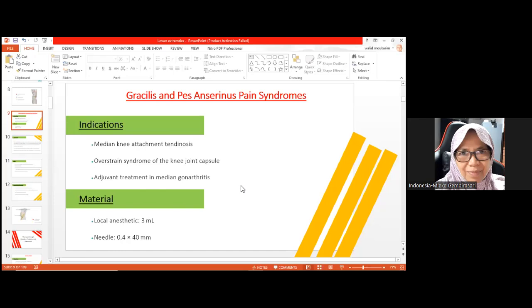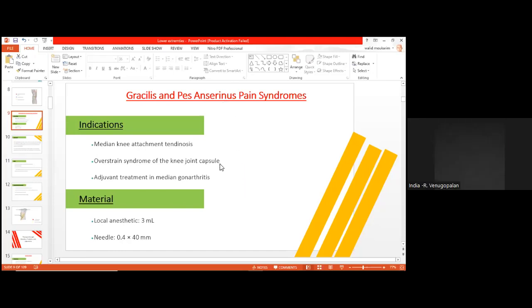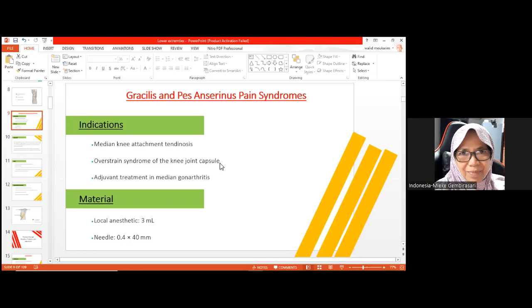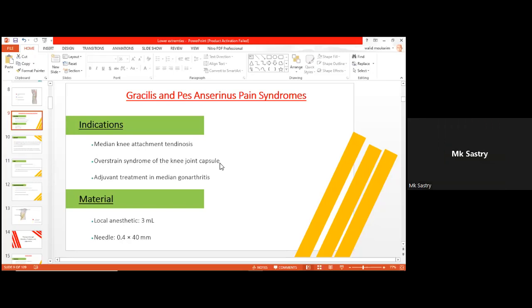A little bit understood. See, medial knee attachment tendinosis. If you see the knee as a whole part, and you see the lateral part while going down, she will have pain and swelling on the lateral part. You understood? Yeah, lateral part. So where will you have it? Medial knee attachment tendinosis, in the medial knee.